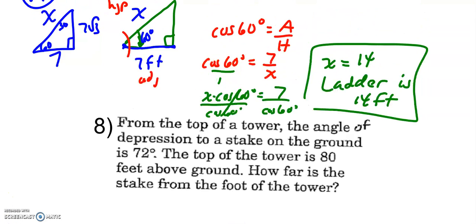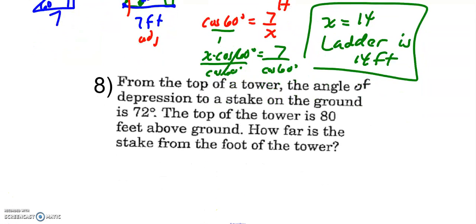Number 8. And after this example, I'm going to have you actually trying to start the diagrams on your own. But this one can be a little tricky. From the top of a tower, the angle of depression to a stake on the ground is 72 degrees. So let me extend this page.